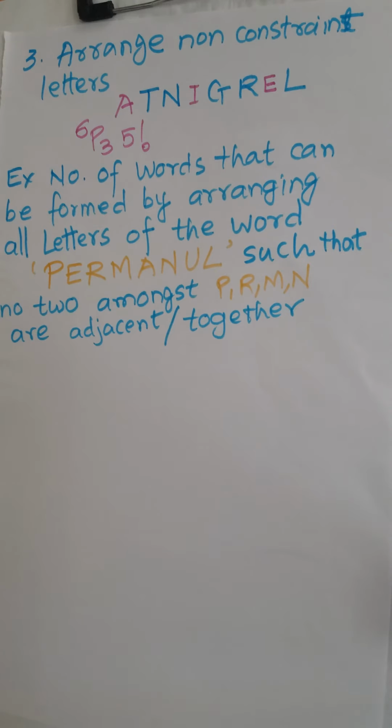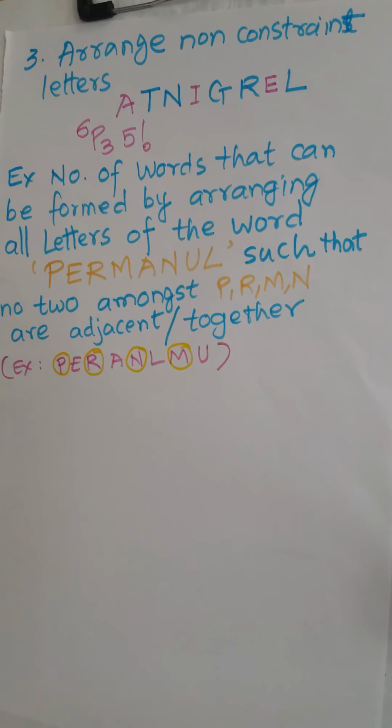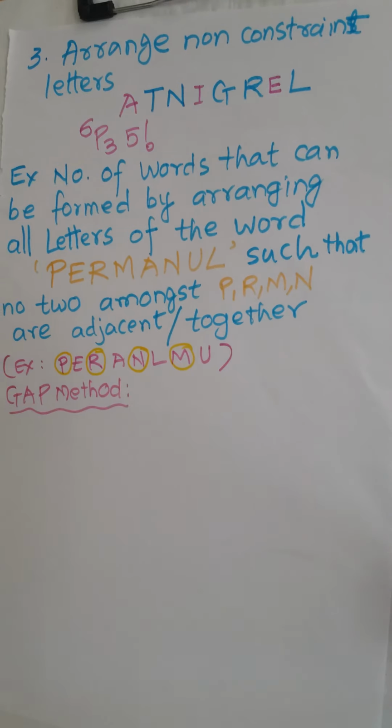So what does it mean? The question actually means that no two, not 3, not 4, nobody should be adjacent. P is, as in this example, away from R and M. Nobody is adjacent to each one of them, P, R, M, N. So such arrangements we have to find. It means we have to use what? Yes, the gap method, which we understood in the last example. So what exactly is the gap method?